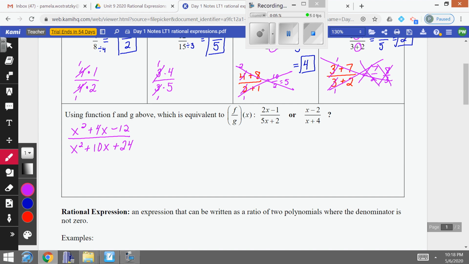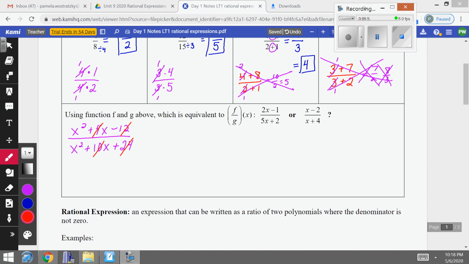Okay, based off of what we just said, can I start just crossing things off? Can I reduce this 12 and the 24? Can I reduce this 4 and this 10? Hopefully you answered no, and that would be correct. So this one does not equal this first one right here. A lot of people say, oh, I can cross off the x squareds and reduce everything. You cannot do that. I'm going to undo all of these here because I don't want you to think that we are able to do that. It is not going to equal this first one.